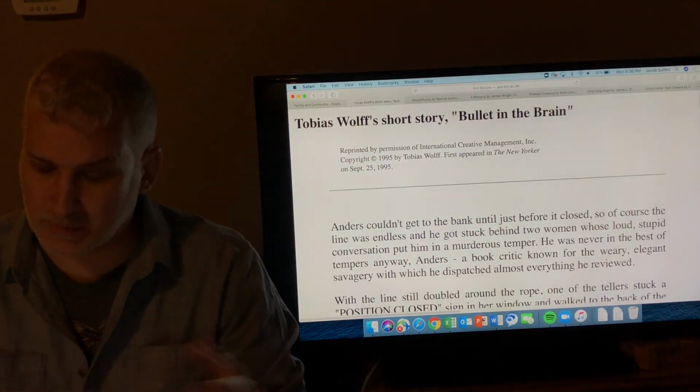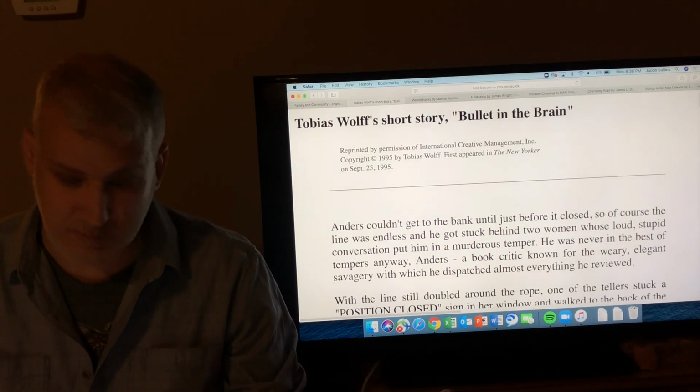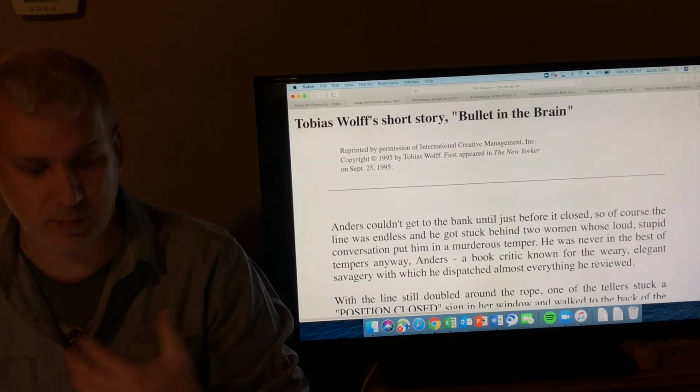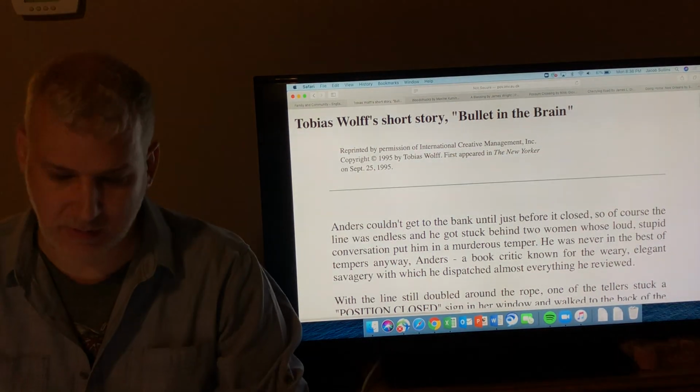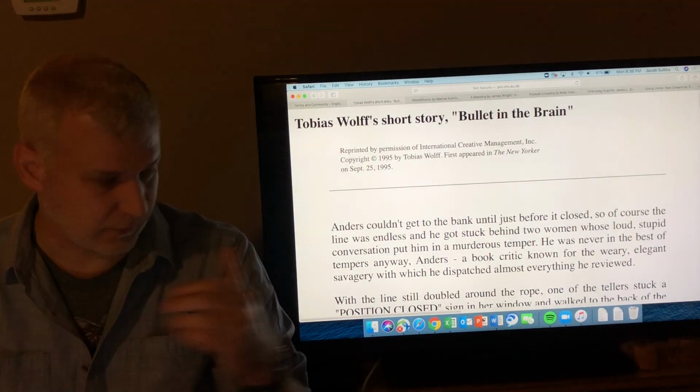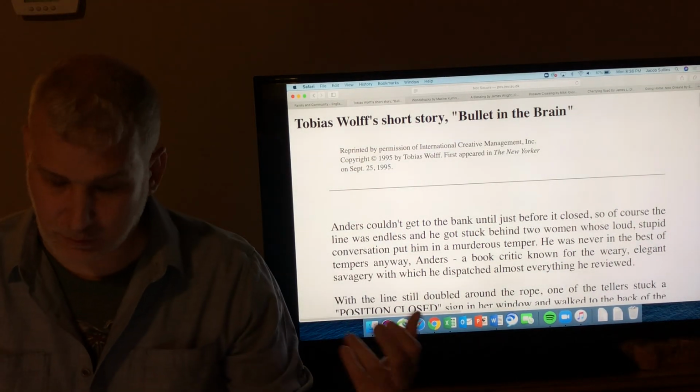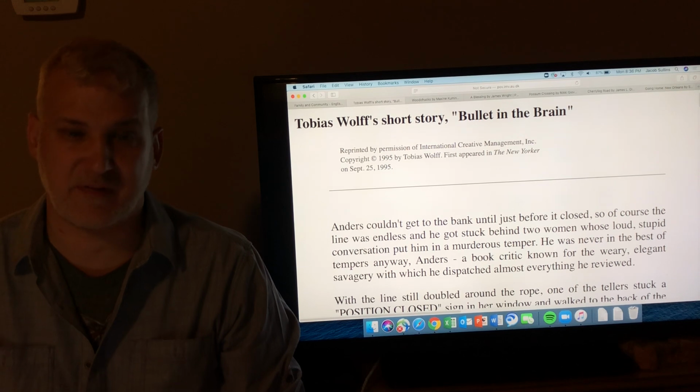This story is also really just about one character, the person who gets the bullet in the brain. There's other characters, the bank robbers, the other people waiting in line at the bank, but there's really just this one main character whose name is Anders. You follow him. The story in story time only lasts 5 or 10 minutes.